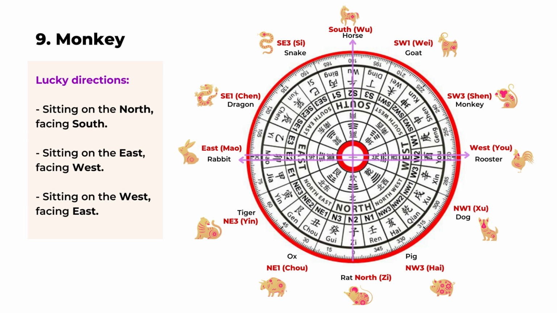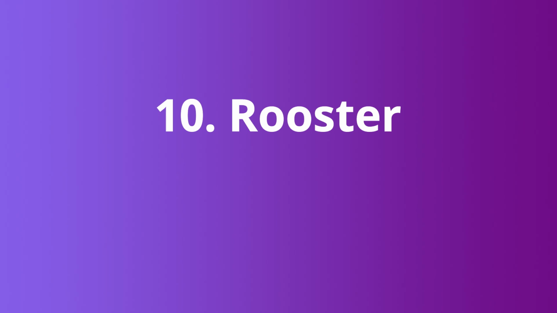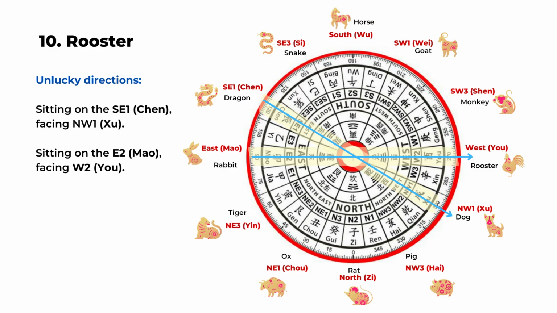For the lucky directions for the monkey, you can see east and west are very lucky directions for monkey. And another one is sitting on the north and facing south. The number 10 is a rooster, and the direction of the rooster is west.